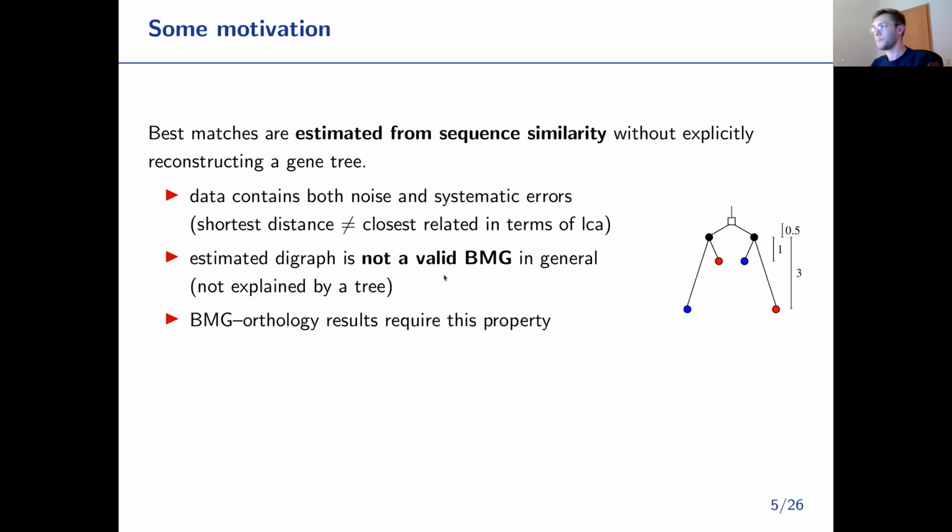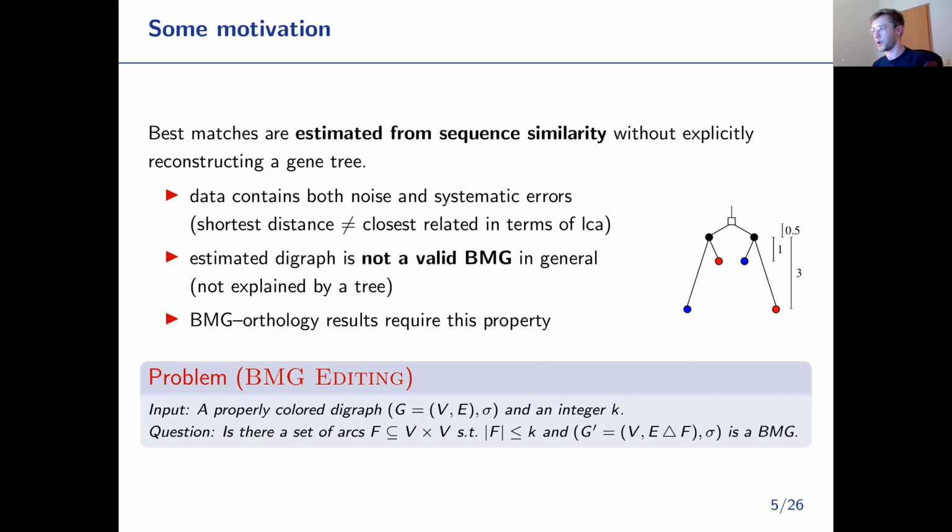And this is a bit of a problem if we want to apply our nice mathematical results for the relationship between best match graphs and orthology, since they usually require this property that we have a valid BMG. And this brings us to an editing problem where we are given a colored digraph and we want to insert or delete as few arcs as possible in order to give you a valid BMG that can be explained by a tree. And for this optimization problem, I've given you here the decision version. So we have some arbitrary colored digraph and an integer k, and we want to have a set F of arcs of cardinality at most k, such that the symmetric difference of those arc sets gives us a valid BMG. And this is the problem that I want to talk about in the second half of my talk.